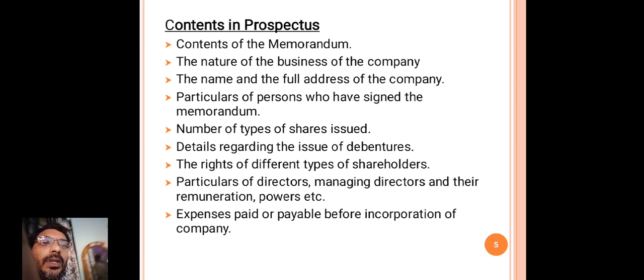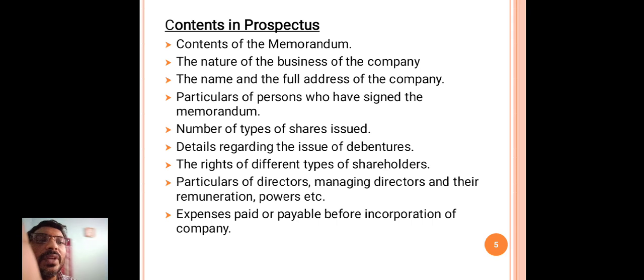Then particulars of directors, managing directors and their powers, remuneration, etc. Here in the prospectus, it is very clearly mentioned the number of directors of the joint stock company. The persons who have signed on the Memorandum of Association may be usually called as directors of the company.